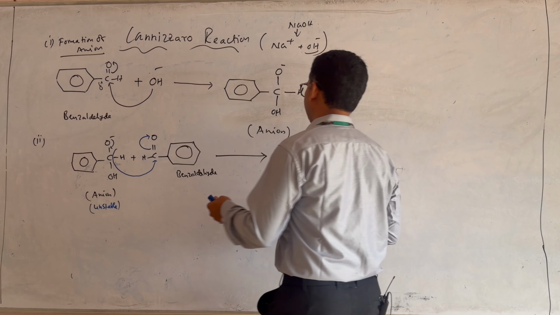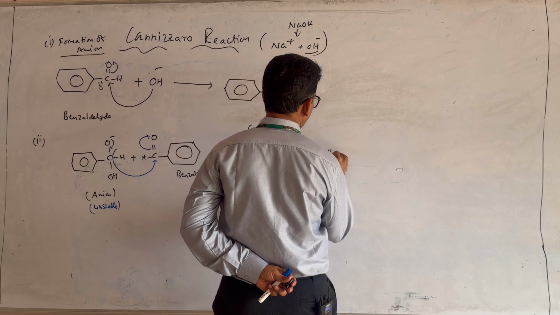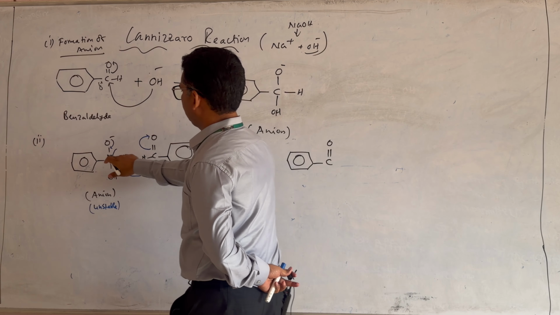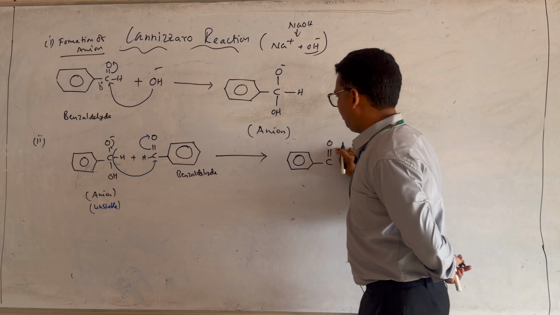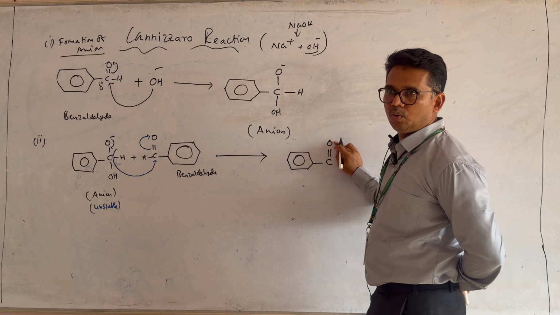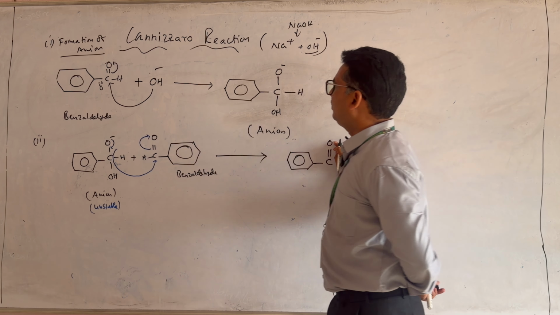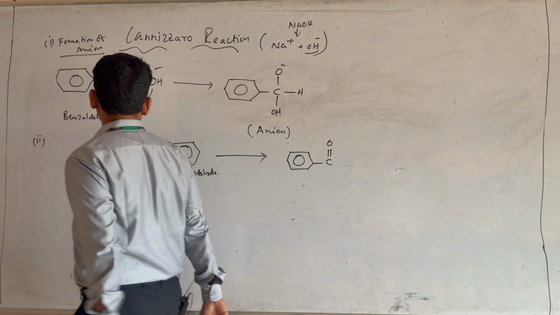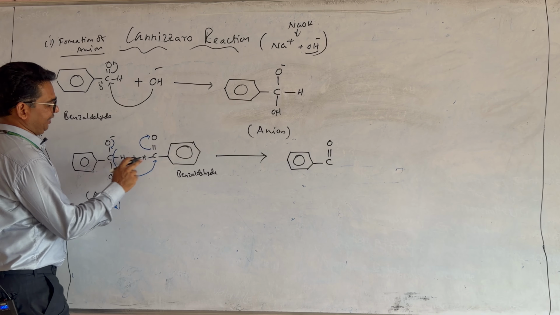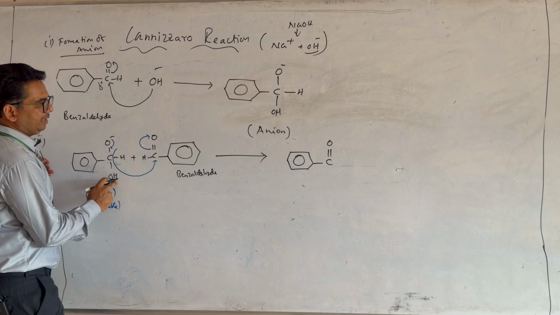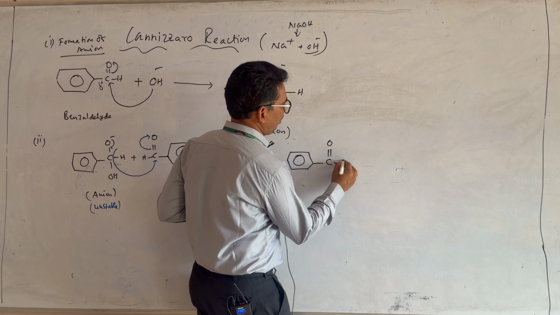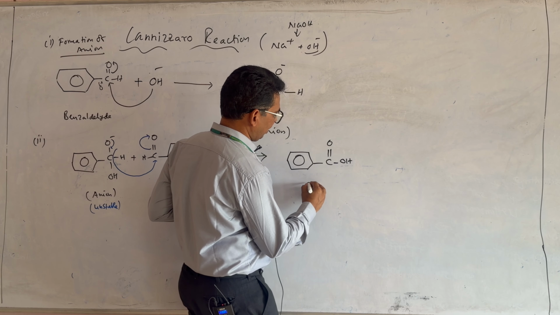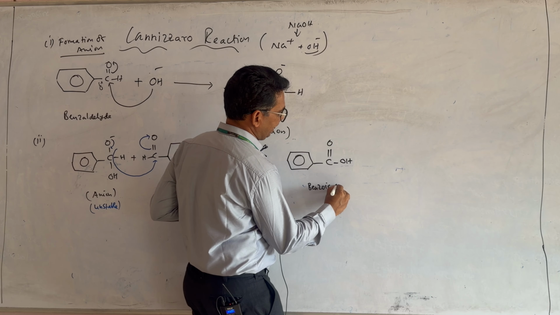Now what happened in the next step? The electron movement takes place from the oxygen to this carbon. That's why it becomes C double bond O. Is it right? Then another one is what? This hydride was shifted. Hydride was shifted means what remains there? OH. COOH. What is it called? Benzoic acid.